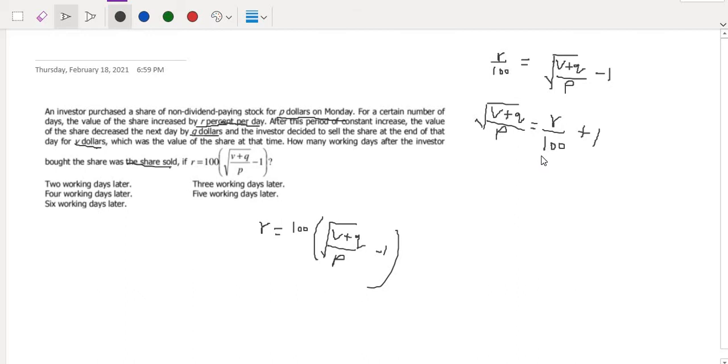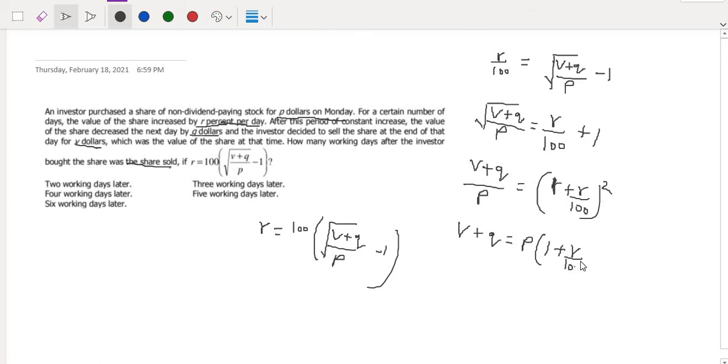So now what else can we do here? Let's take the square. If you take the square, you will have V plus Q by P is equal to 1 plus, there is a reason that I am changing the order, so bear with me, I'll tell you why. So this is 1 plus R by 100, whole square, right? Now let's bring P over there. So you will have V plus Q is equal to P into 1 plus R by 100 squared.